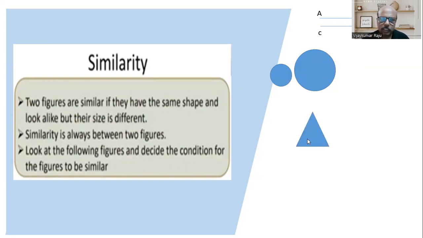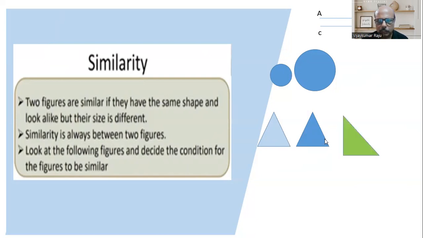Now let us take a triangle. This is an equilateral triangle. We have one more equilateral triangle. Both have the same shape. So you can say these two are congruent. Congruent figures are also similar because they have the same shape, and the size is also the same. It is not necessary that the size should be different. It can have the same size also. That means a congruent figure is also similar. That is why I have taken this example, to show you that a congruent figure is also similar.